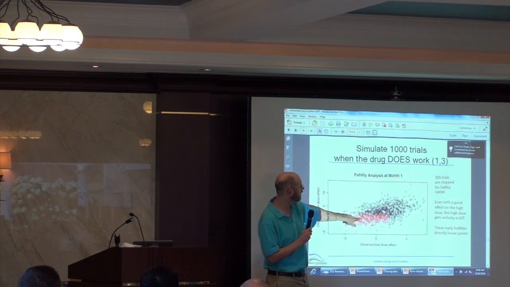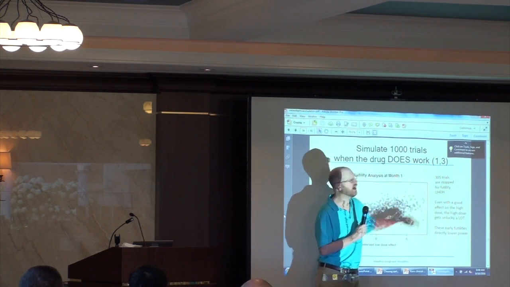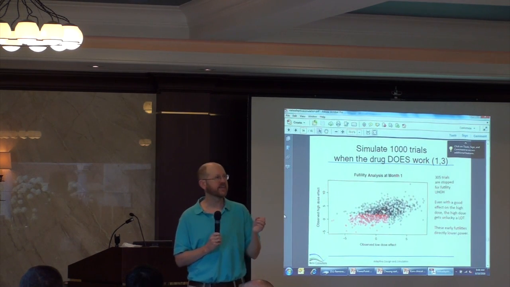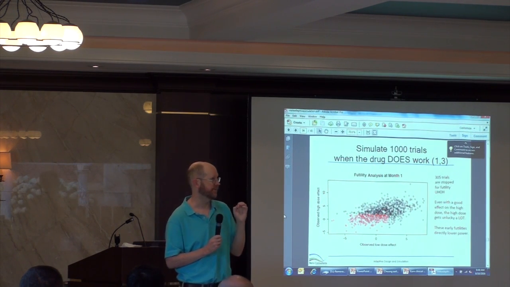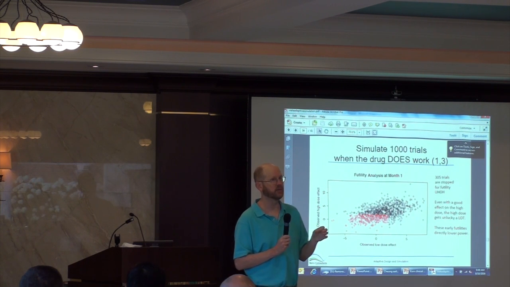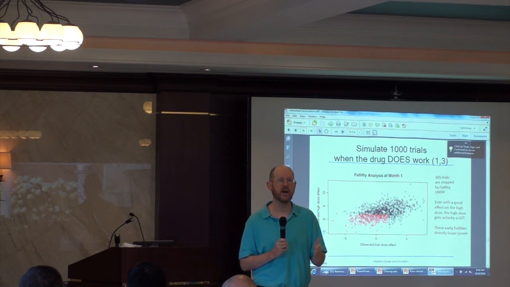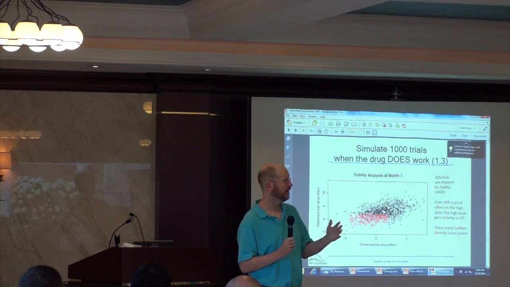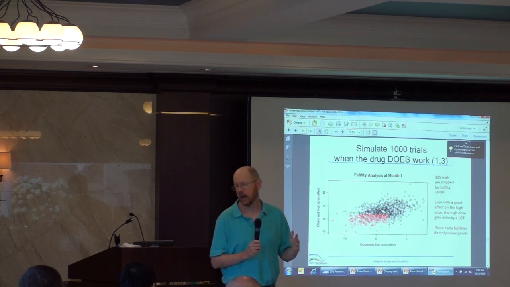So number of red trials, that's 305 out of 1,000. So that says that even if your drug is effective, with this futility rule, 30% of the time you're gonna quit. That's an incredibly bad average. You're setting yourself up for a dramatic loss of power.